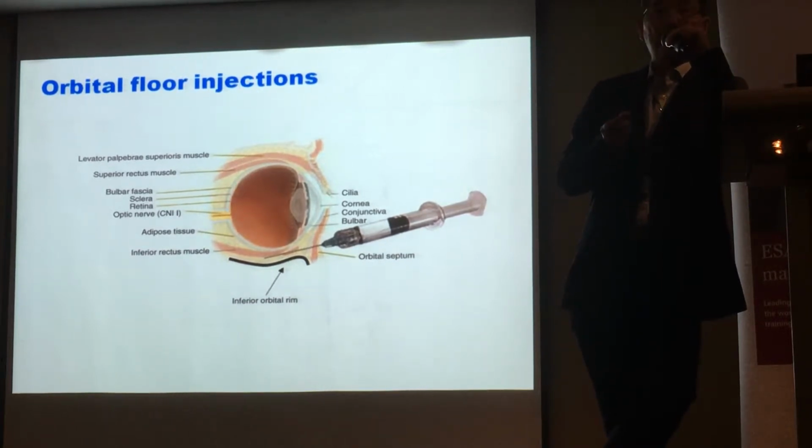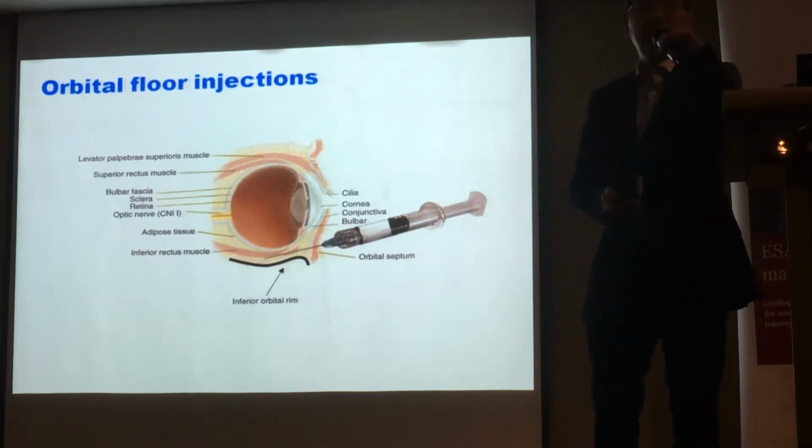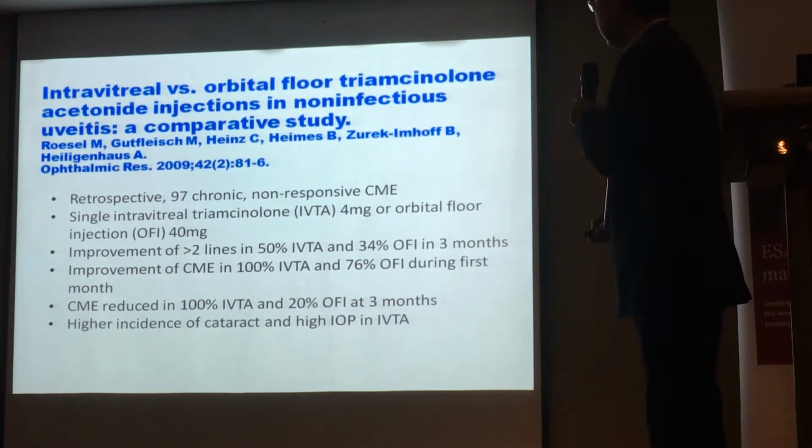And you don't want it too long, right? Because what you want is actually to put it into the orbital fat. You're not injecting it into the cone, you don't need it like a retrobulbar. Right? So you don't need to go all the way in. The orange needles tend to be a bit longer, 1.5 inch. So you don't want too long a needle, to prevent perforation.